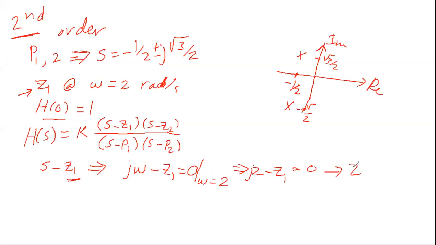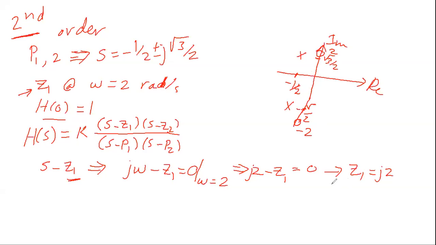And from this, you can say that Z1 is j2 or 2j. So if you solve this for Z1, you're going to get Z1 equals j2. So you have a 0 at j2, here for example. So you have a 0 here, then you should have another 0 at -2. So this is at 2, then you have another 0 at -2.